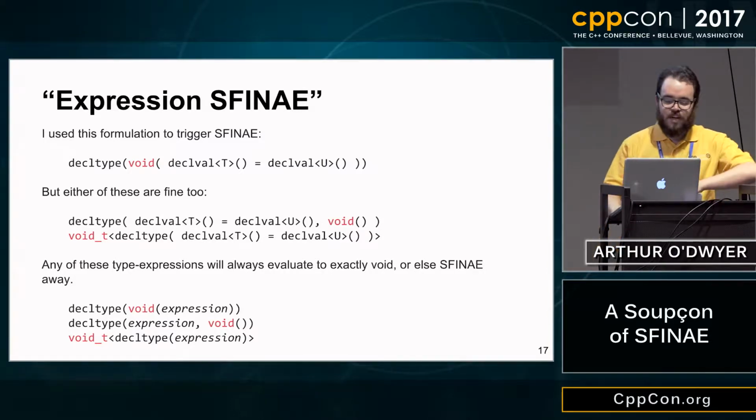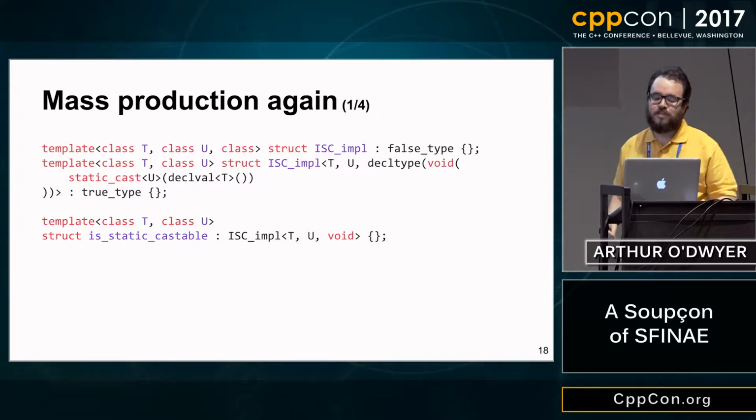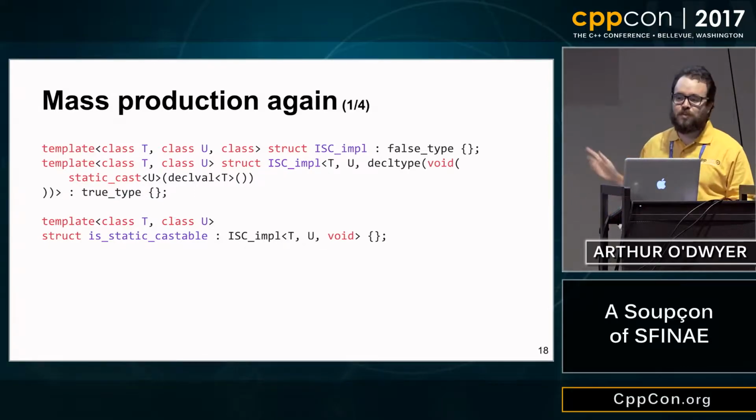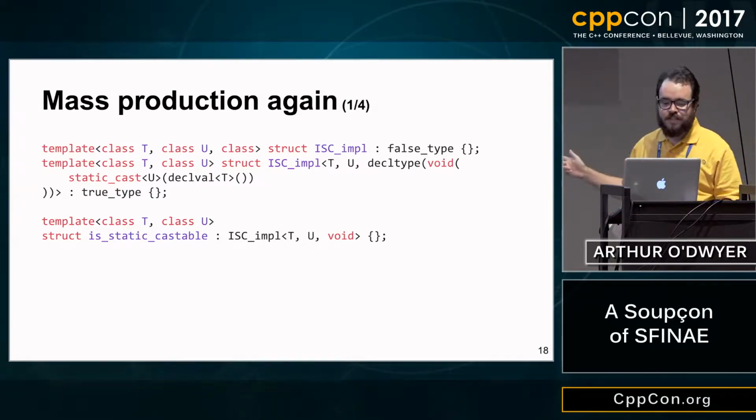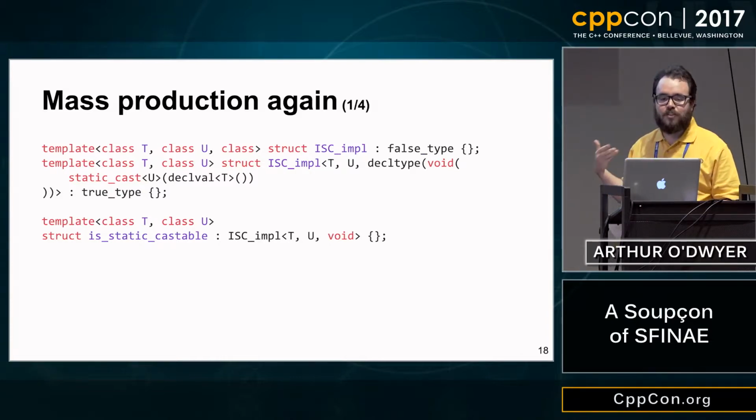All right. So now we have this decltype, we have the idea of expression SFINAE, and we can start mass producing things. We can mass produce, here's is_static_castable. I wish this were in the standard. I always write it. Is_static_castable just says, can I static cast from T to U? And I can stamp that out.